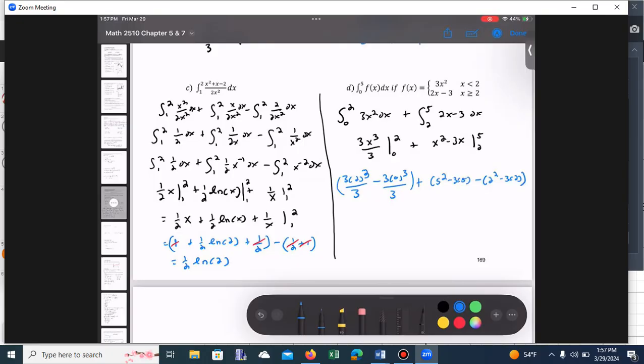Okay, so 2 cubed is 8. The 3's cancel, so you get 8 minus 0 on this side, plus 25 minus 15 is 10, minus 4 minus 6 is negative 2. So 8, and then 10 plus 2 would be 12, which gives you 20.